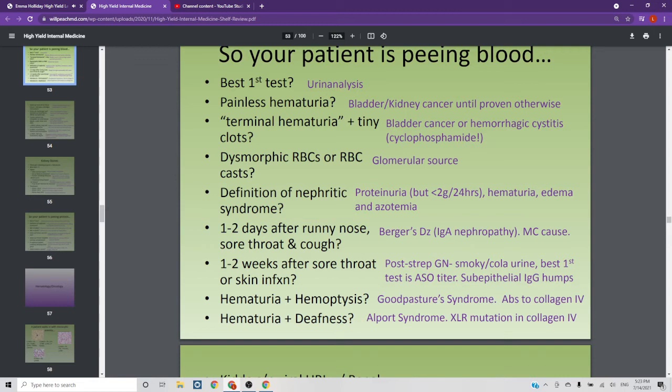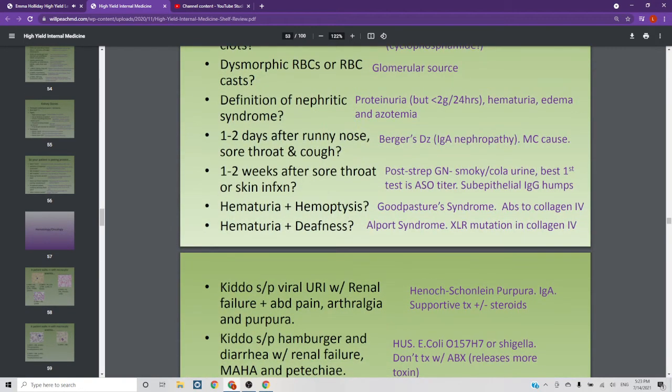Hematuria plus hemoptysis, that's bad. Goodpasture's. Hematuria plus deafness, and maybe a positive family history. Alport's, good. Very good. And those are both problems with collagen 4, either an antibody against it in the basement membrane or a mutation in it.